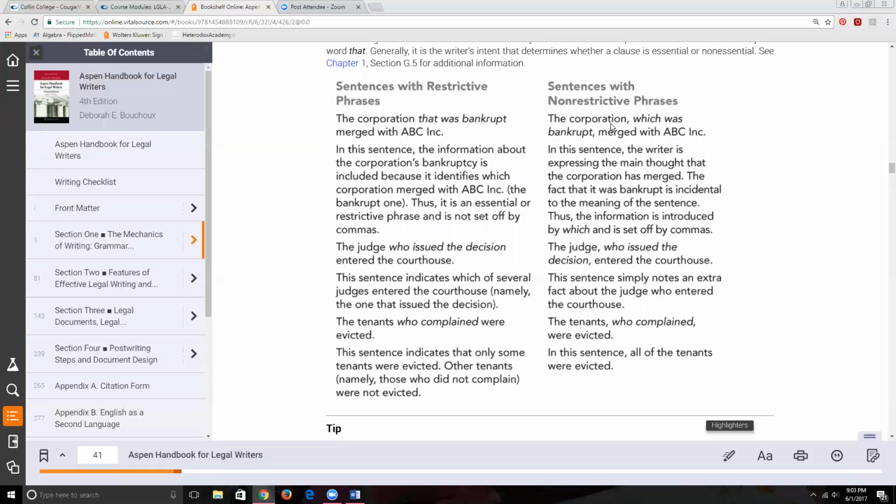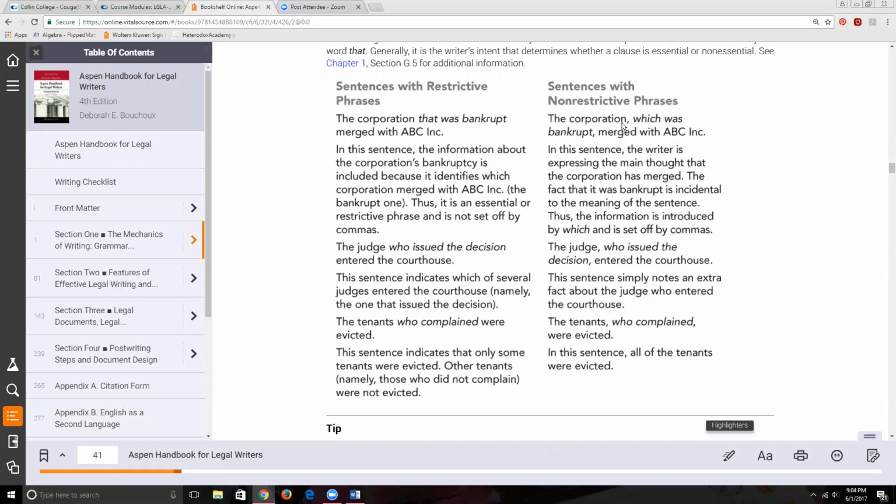The corporation, which was bankrupt, merged with ABC Incorporated. This is a different scenario. In the sentences above, we've been talking about only one corporation, and it's obvious which one we're talking about. Once we see corporation, we know which one the writer's talking about. Now we're providing a little fun fact about it.